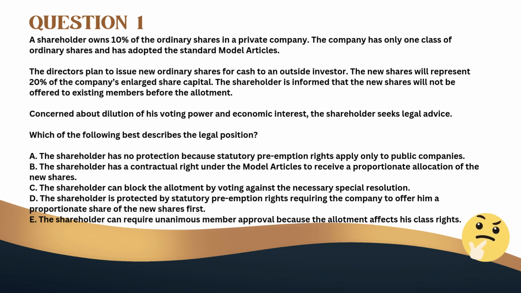A. The shareholder has no protection because statutory preemption rights apply only to public companies. B. The shareholder has a contractual right under the model articles to receive a proportionate allocation of the new shares. C. The shareholder can block the allotment by voting against the necessary special resolution. D. The shareholder is protected by statutory preemption rights requiring the company to offer him a proportionate share of the new shares first. E. The shareholder can require unanimous member approval because the allotment affects his class rights.